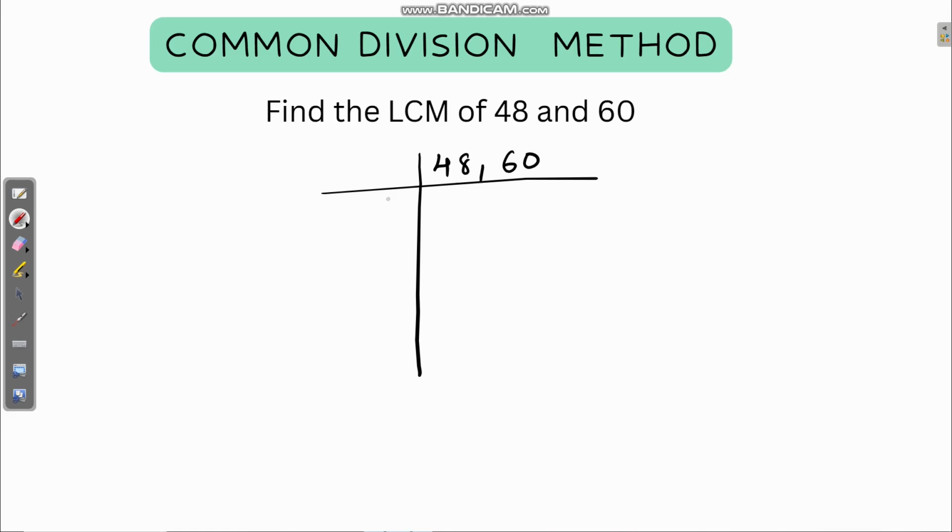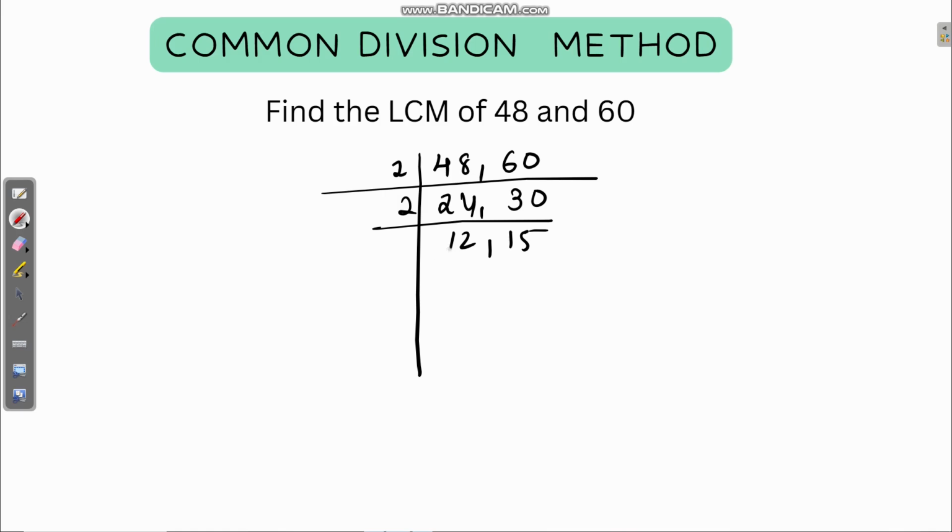You have to take such a prime number which will divide, see the criteria, it has to divide two numbers minimum. So right now we have only two numbers, that means that it has to divide both the numbers. So the criteria for common division is whichever prime number you take, it has to divide both the numbers or minimum two numbers. So let's take 2 24s are, 30s are. 2 again can divide both the numbers, so I'll take 2, 12s are, 15s are.